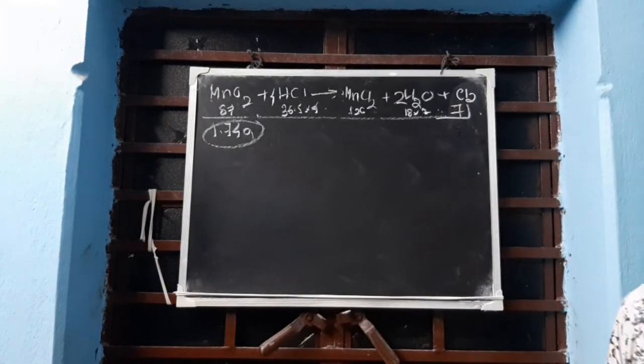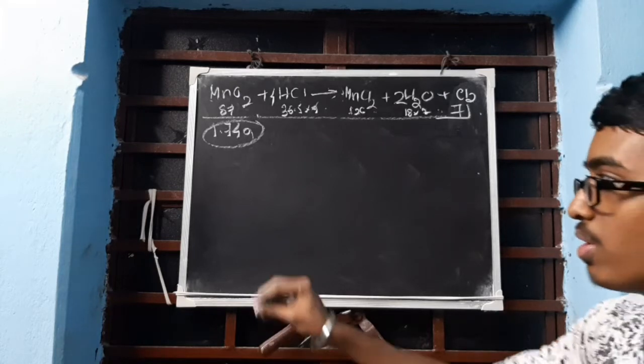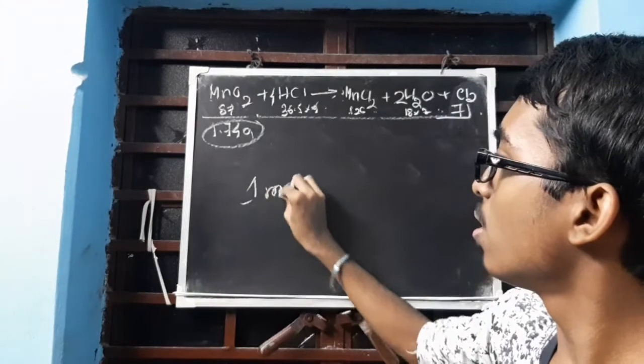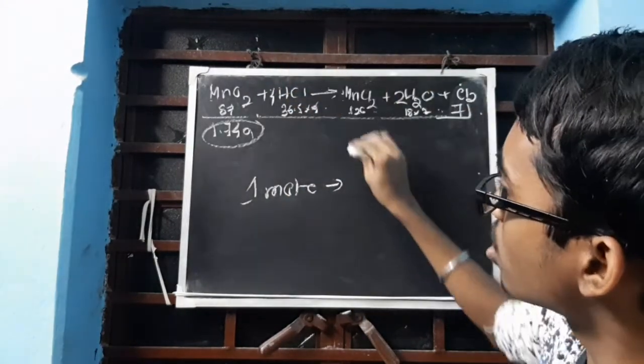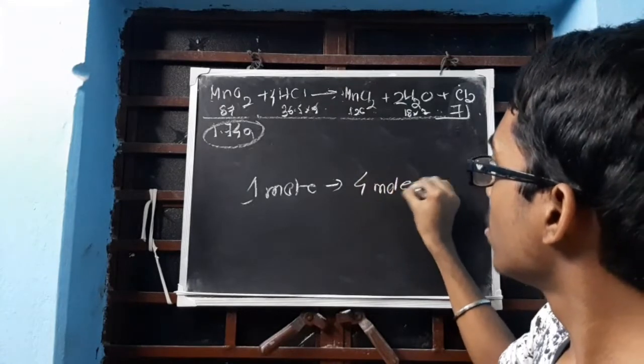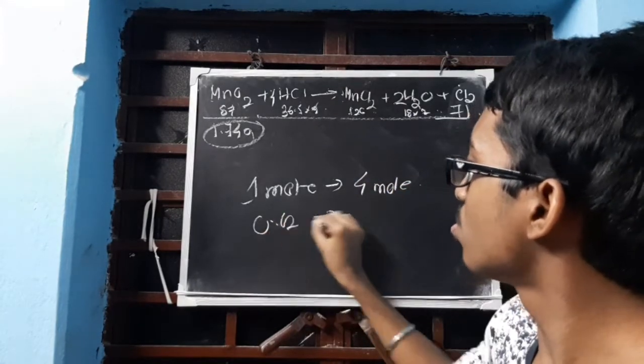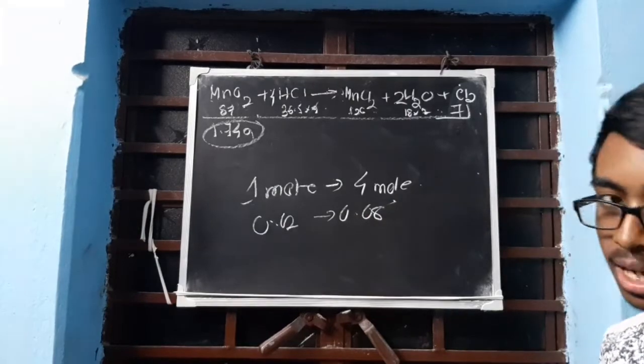Done. Next it is asking moles of acid required. Now what is the mole of acid required? I have already told you, here 1 mole, here also 1 mole, here 4 moles. So the answer will be 4 mole, right? So what was here? 0.02. So what will be here? 0.08. Clear? The answer will be 0.08.